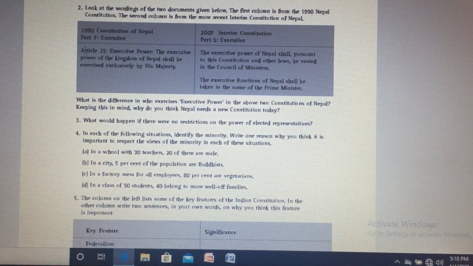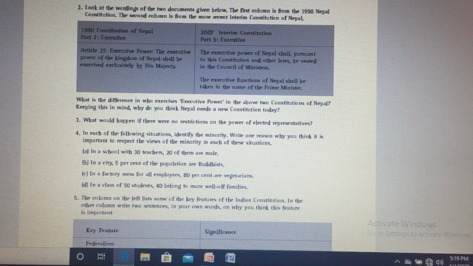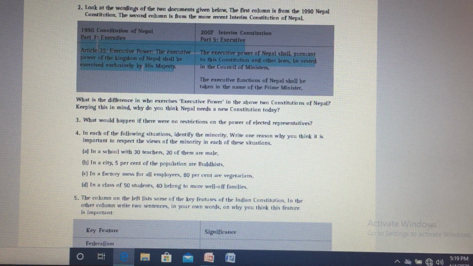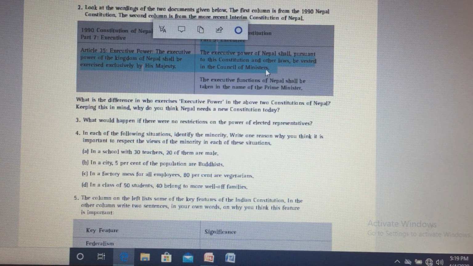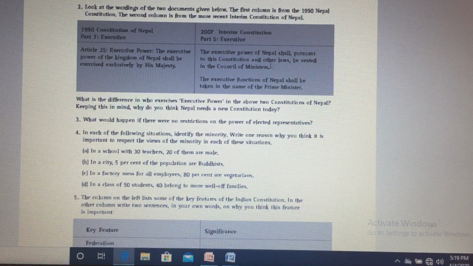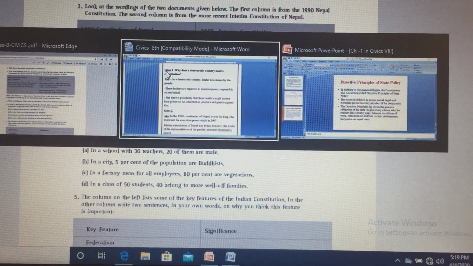So what are the wordings? Article 35 of the 1990 Constitution: the executive power of the Kingdom of Nepal shall be exercised exclusively by His Majesty, meaning the king. The executive power of Nepal shall, pursuant to this constitution and other laws, be vested in the Council of Ministers. So here see, the Constitution of 2007 says the executive power should be under the Council of Ministers, whereas this one says His Majesty, meaning the king.